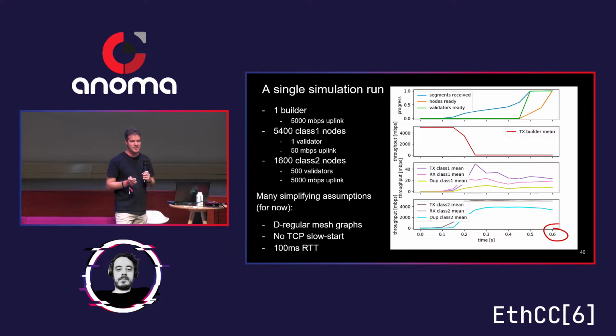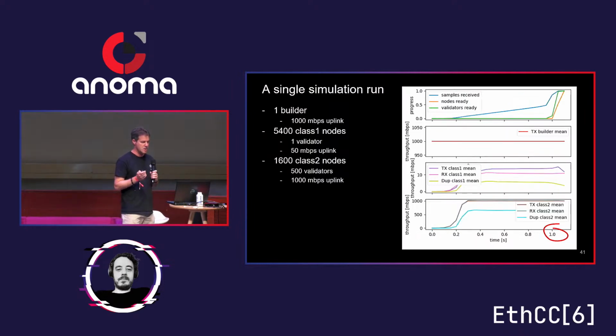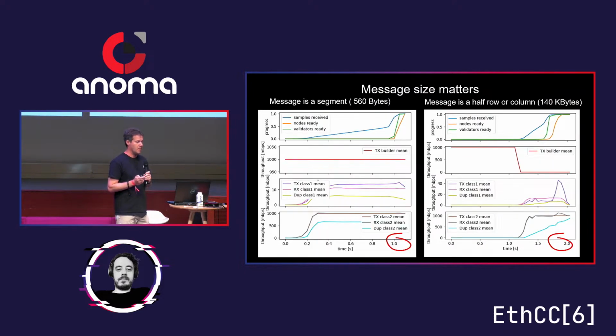Now, it finishes in less than a second with many simplifying assumptions, of which, again, if you go to the talk on GossipSub that I was referencing before, you can see many details on that. But we are having some simplifying assumptions on the graph, on TCP slow start, and on latencies. So let's take more conservative numbers. We change the uplink and bandwidth to 1 gigabit per second. And then you are distributing in 1 second. Still very good.